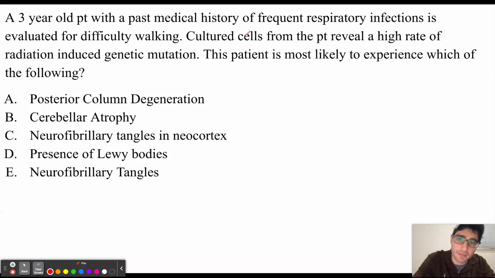A 3-year-old patient with a past medical history of frequent respiratory infections is evaluated for difficulty walking. Cultured cells from the patient reveal a high rate of radiation induced genetic mutation. This patient is most likely to experience which of the following?